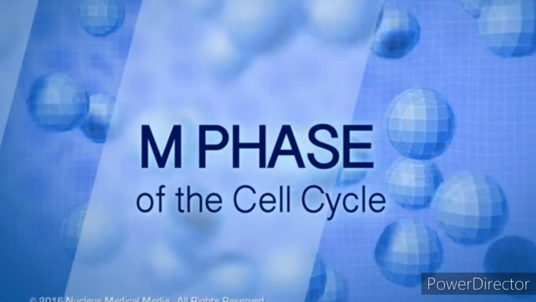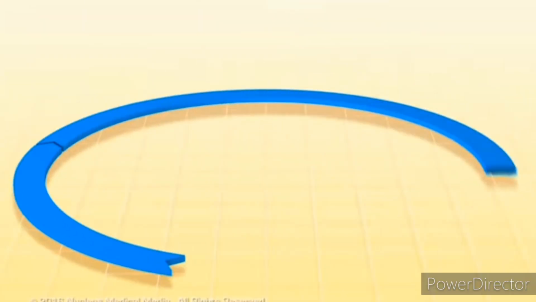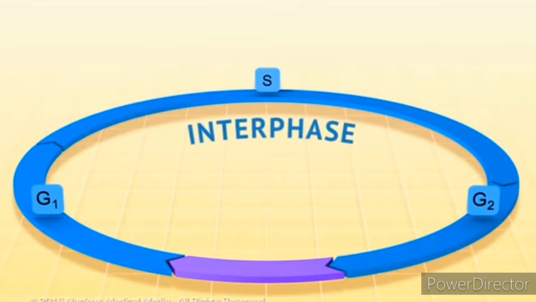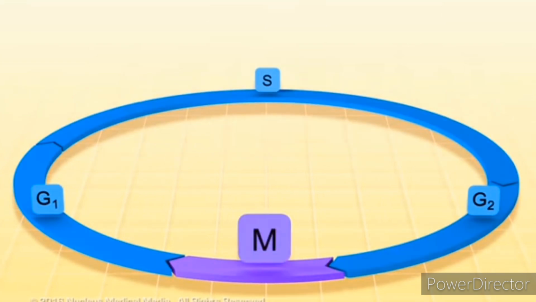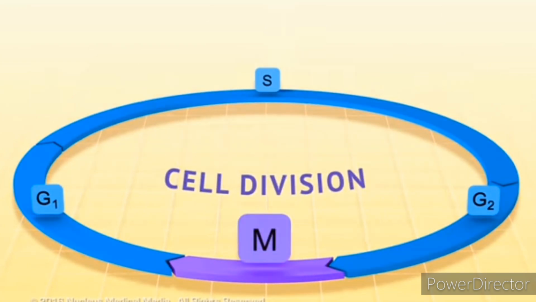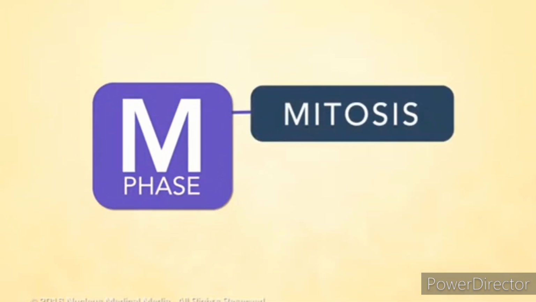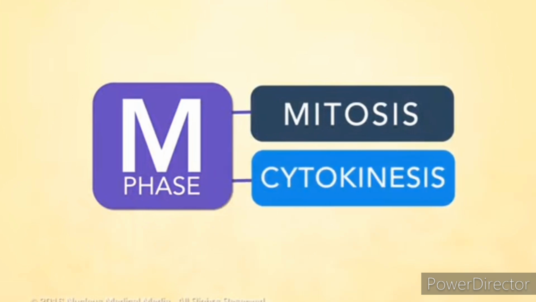Mitosis and cytokinesis. Let's do a quick review of the cell cycle to see where they fit in. The G1, S, and G2 phases make up interphase, and the M phase represents cell division. Cell division includes division of the nucleus, called mitosis, and division of the cytoplasm, called cytokinesis.